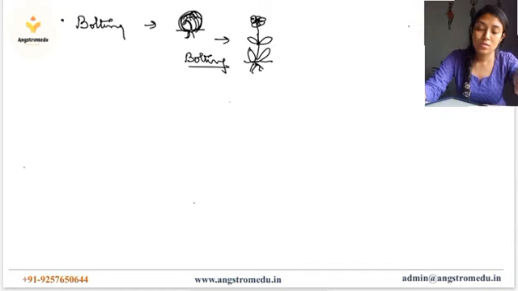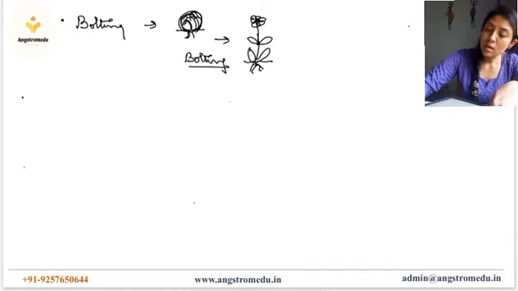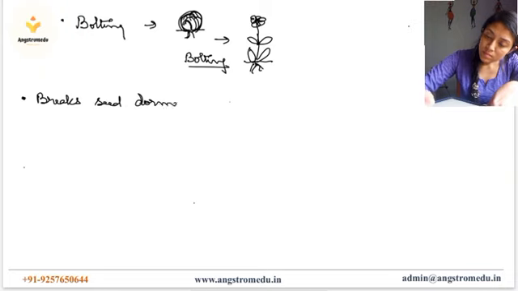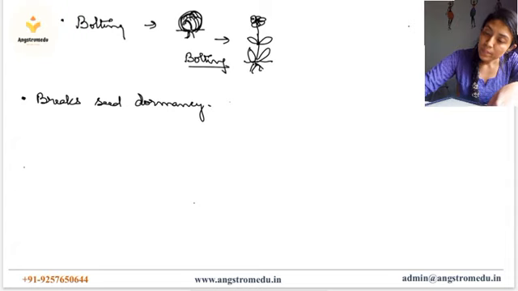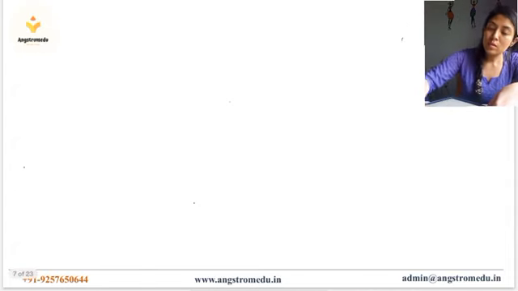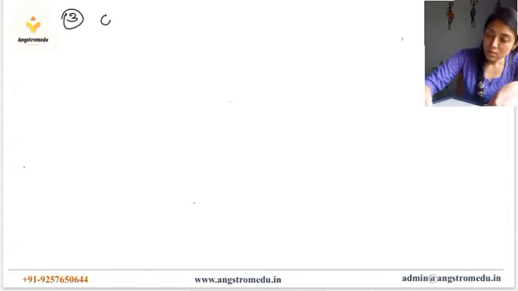for the next generation. Alright, then fourth, it breaks seed dormancy. The very important factor is that it breaks seed dormancy. It causes the germination of seed once favorable conditions have been attained. Okay, then next, after gibberellin, will be cytokinin.